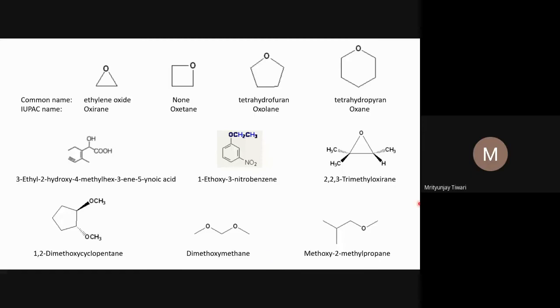For the IUPAC name of this compound, this is methoxy, and the numbering always starts from the group containing O, and then the subsequent carbons, 1, 2, 3. So this will become methoxy, and at the second position a methyl group is attached. So methoxy, 2-methyl, propane. For ethers we write the name this way, and even if the alkane group contains a substituent, we have to write the name of the substituent as well. So this is 2-methylpropane, and this compound's name is this.